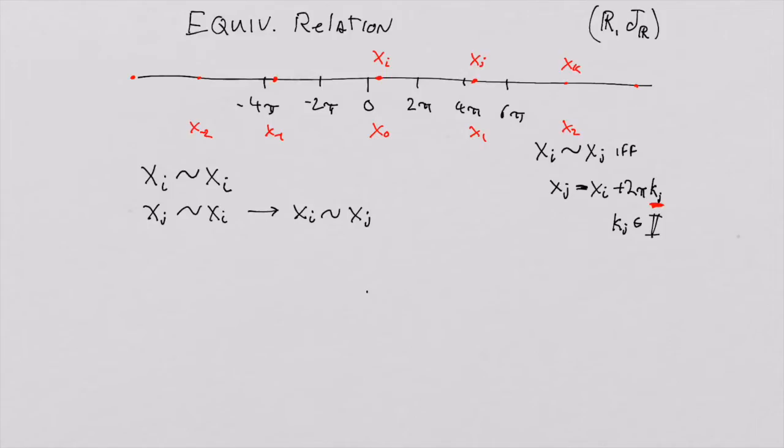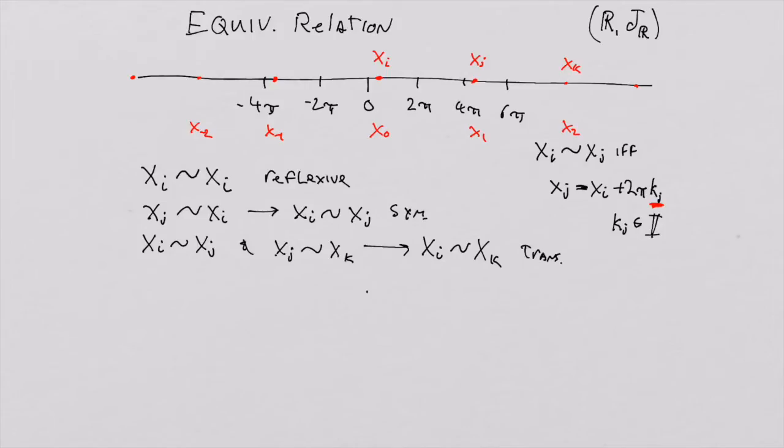And then one other thing you need is something called transitivity. So you have to say if xi is equivalent to xj and xj is equivalent to xk, then xi is equivalent to xk. So this is the reflexive property, this is the symmetric property, and this is the transitive property. And these three things have to be true to have an equivalence relation. And indeed, the equivalence relation I've specified satisfies all three of these things.